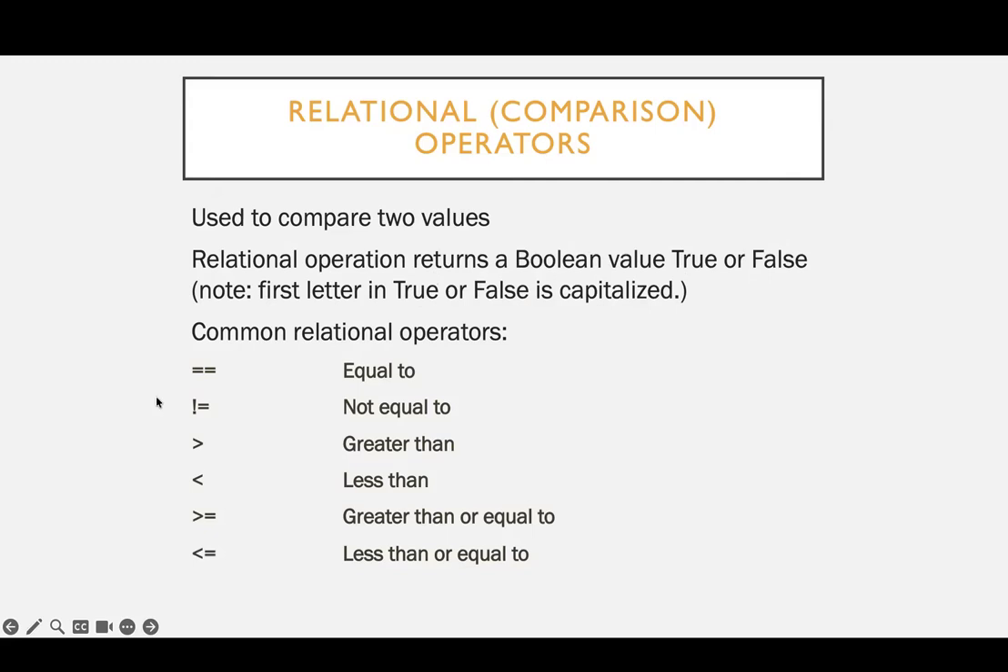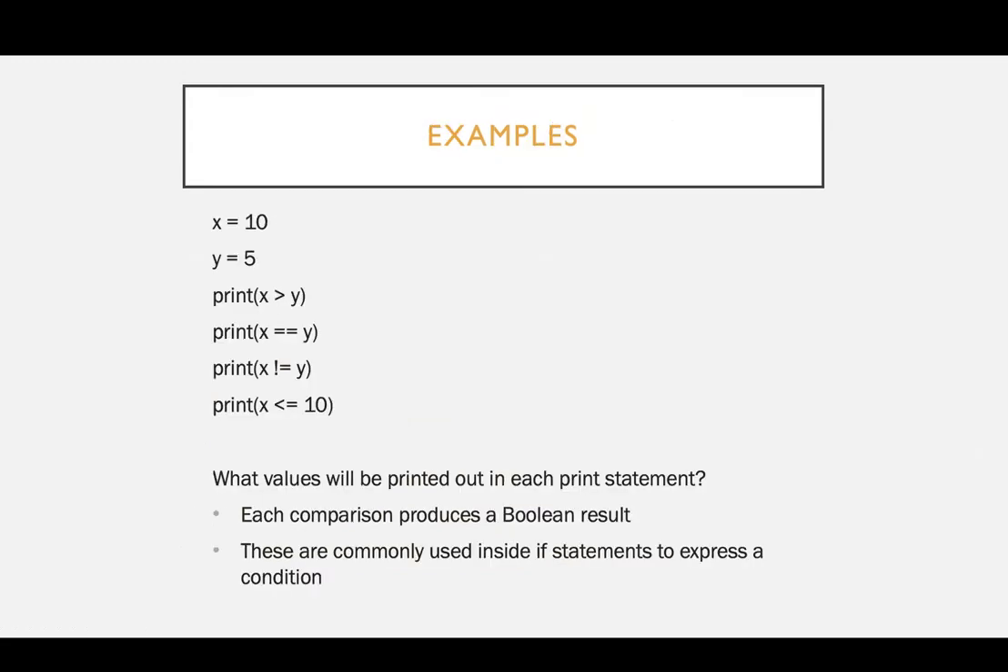Some of the common relational operators include the double equal, which checks whether the left value equals the right value. It returns true if the two values are equal. The exclamation plus equal sign means not equal to. Then there are greater than and less than. For greater than or equal to, and less than or equal to, we use those two symbols. These are the very common relational operators.